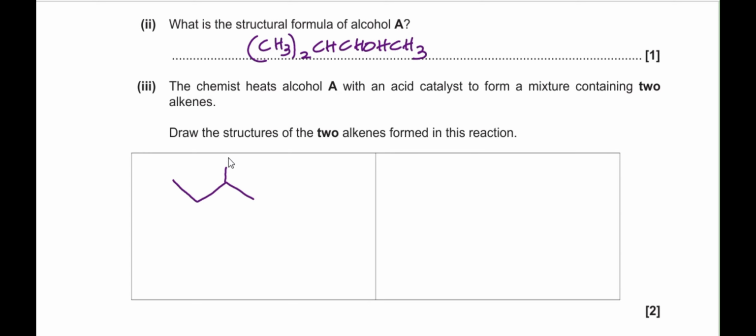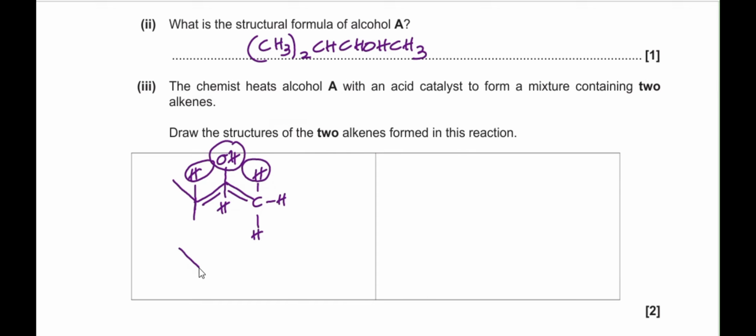Okay, so here the OH group is there. Here the CH3 group is there. The CH3 group is here. There is one hydrogen atom here. There is one hydrogen here as well. And then this has got 3 hydrogen atoms. So when heated with the acid catalyst, this hydroxy group can join with either this hydrogen atom and form a double bond here, or it can join with this hydrogen atom and can form a double bond here. So the question wants us to draw both the structures of the alkenes formed in this reaction.